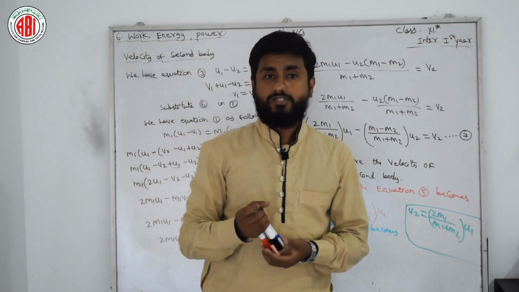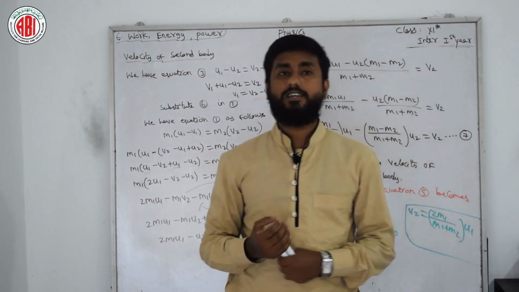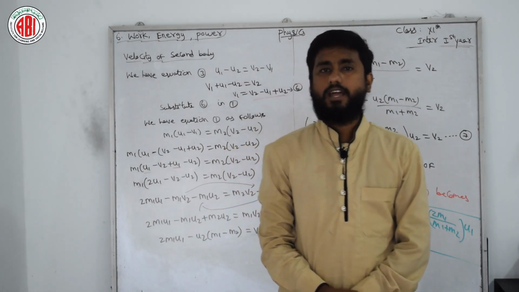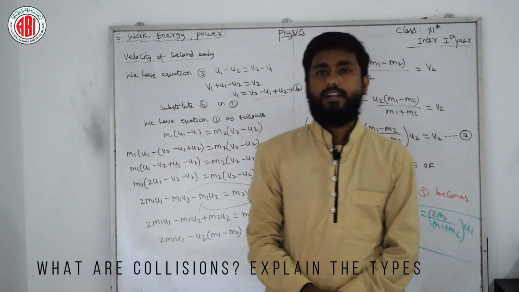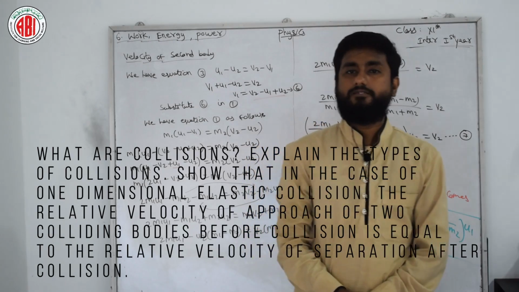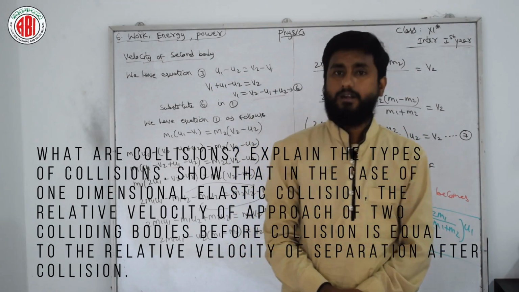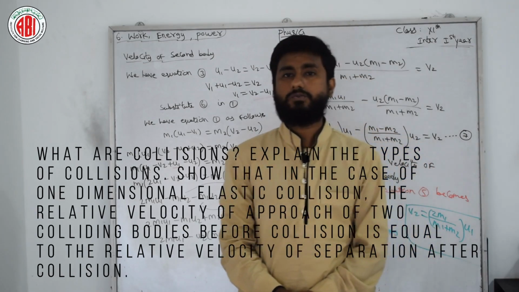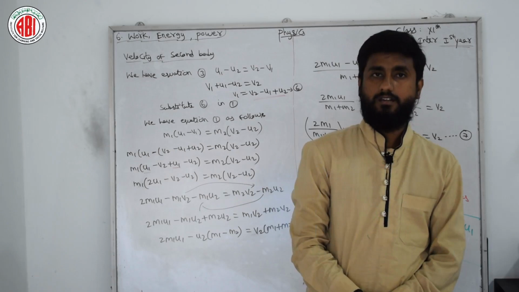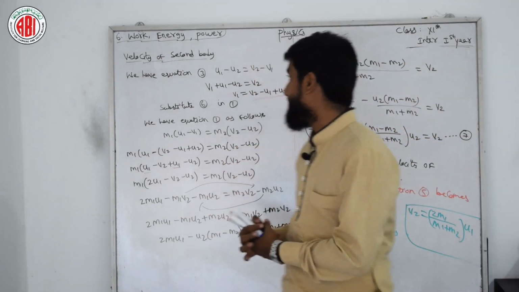Now I will tell how the question might be asked in your examination. Listen carefully to the question. What is collision? Explain the types of collision. Show that in the case of one dimension elastic collision, the relative velocity of approach of two colliding bodies before collision is equal to the relative velocity of separation after collision. So like that it may be asked, and this might be asked for 8 marks.